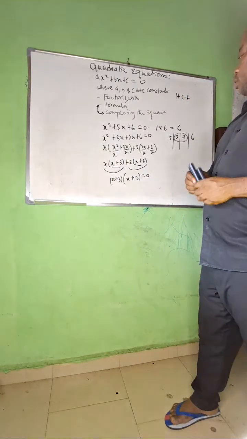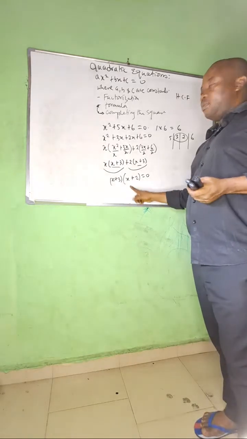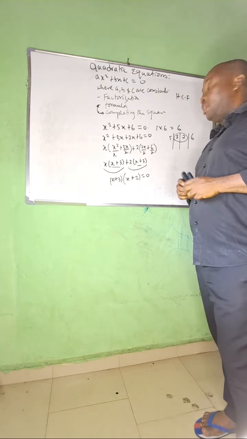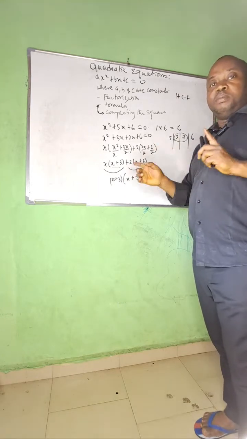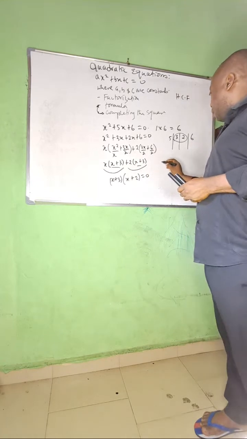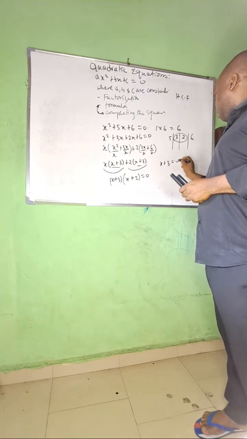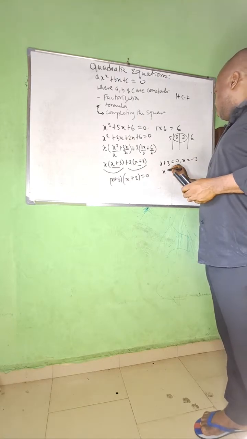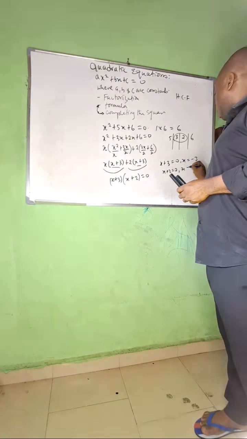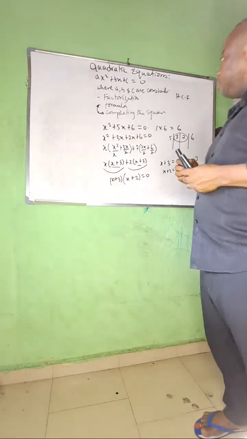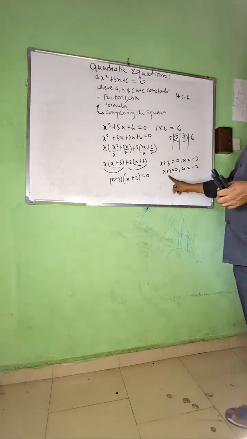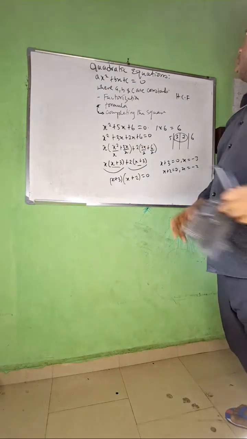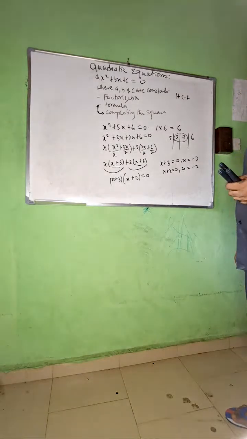If the product of two terms is 0, it means either one of the terms is 0 or both terms are 0. So x plus 3 is 0, in which case x becomes negative 3, or x plus 2 is 0, and x becomes negative 2. That is using the factorization method to solve this problem. I hope that is understood.